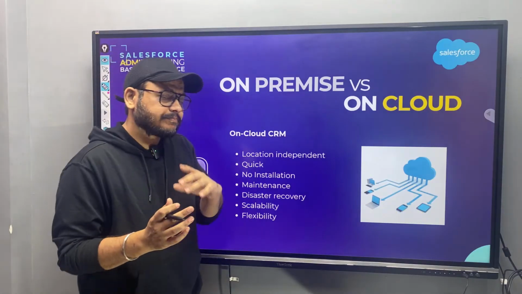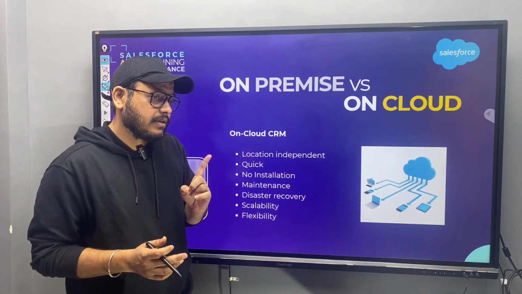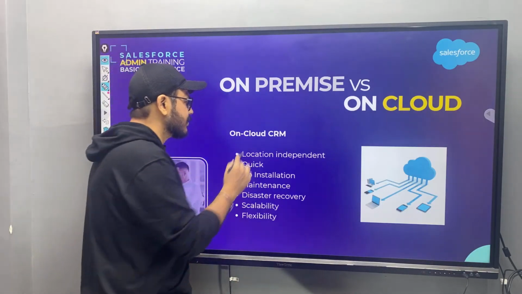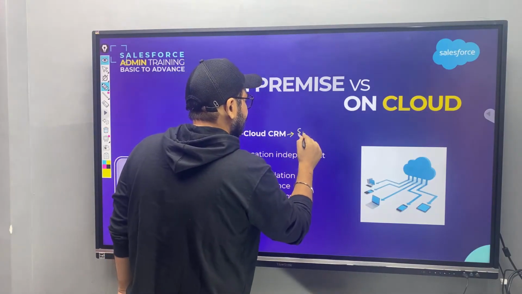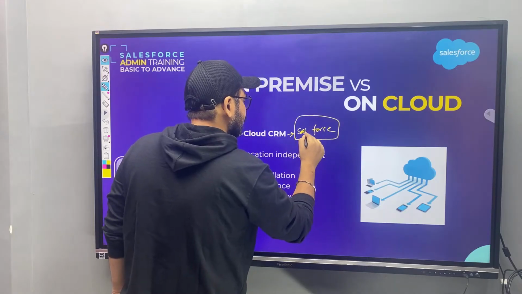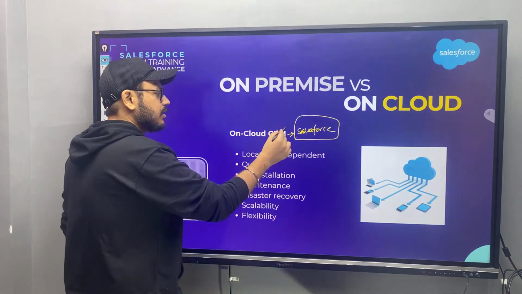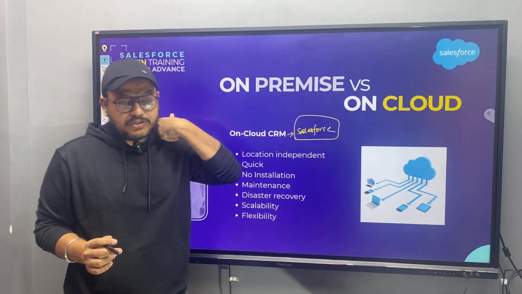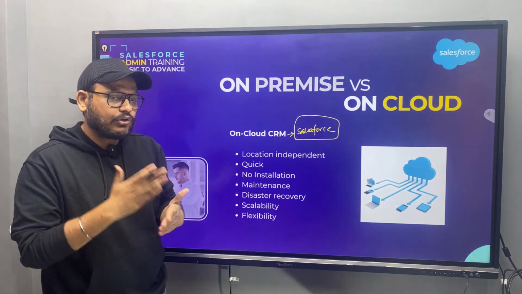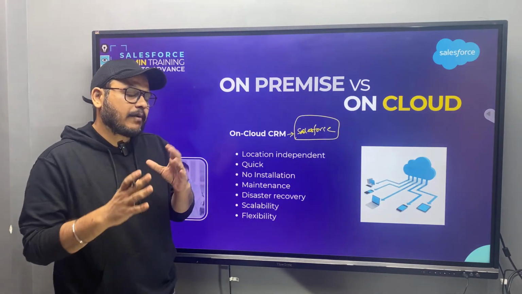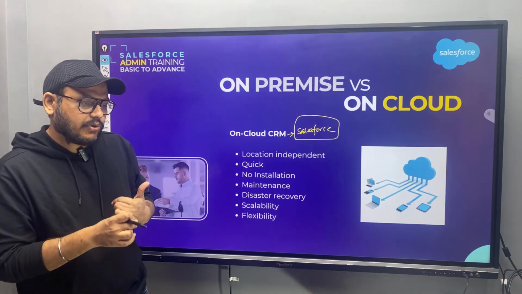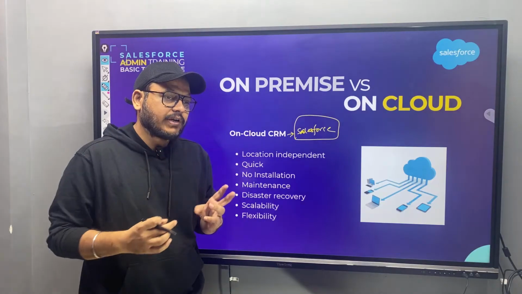So the ones where you have data stored on the cloud, and the other one where the data is stored on the premise. Salesforce is an on cloud CRM. Which means what? When you're using Salesforce as a CRM, or when a company is using Salesforce as a CRM, they really do not need to worry about where the data will be stored. Salesforce CRM subscription, when you take it, along with that you also get the data storage.